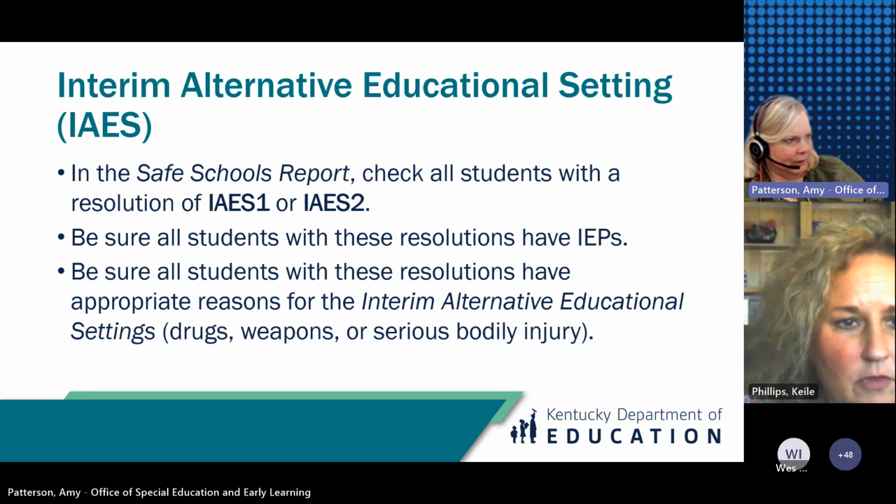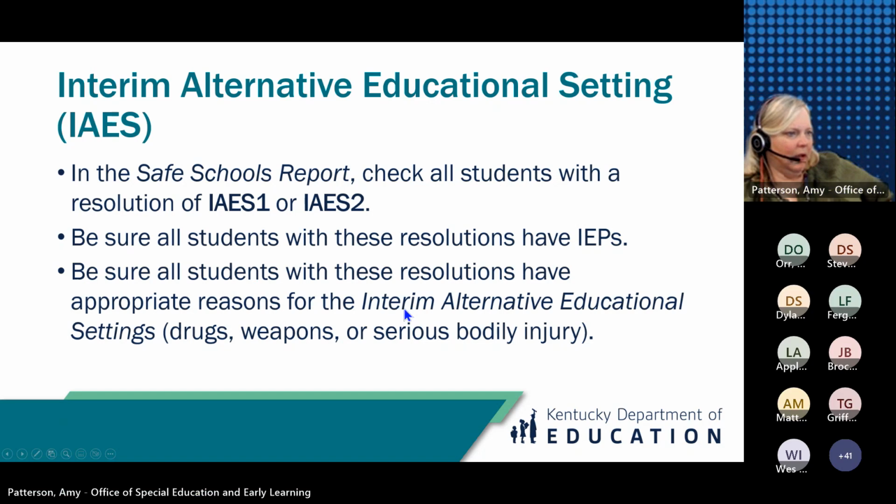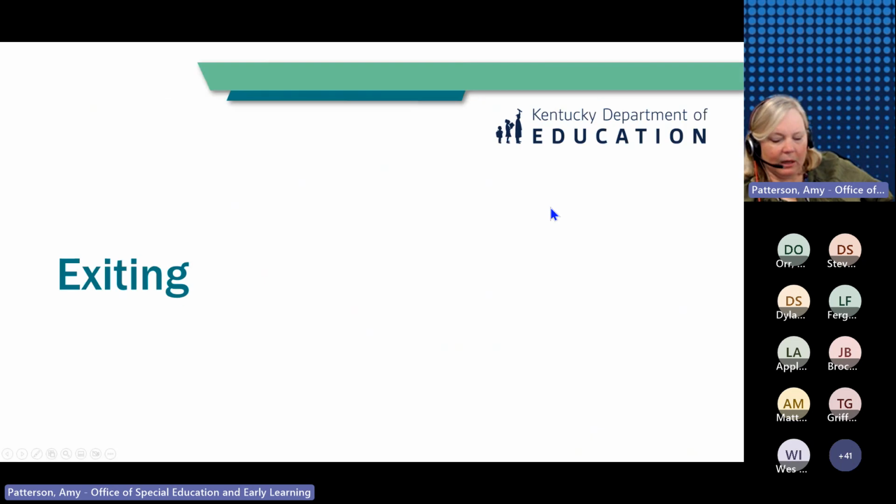IAES. It'll be IAES 1 or IAES 2. IAES 1 is unilateral removal, which means basically an administrator said, we need to get him out of here. This is an emergency. We need him out. And he can remove him up to 45 days, but you still have to, the ARC has to meet and decide where that placement's going to be and all those sorts of things. IAES 2 is removal by a hearing officer. That is a hearing officer. That is not the school resource officer. I see that a lot. So things to think about.